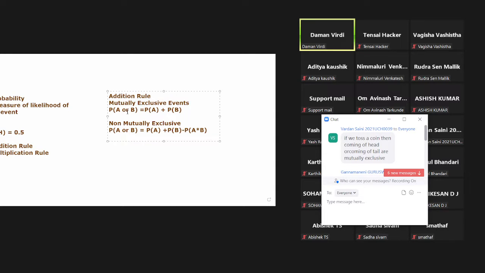Okay, so now let us see. This should be "and". I don't know the intersection symbol. And, okay. P of A and B. Okay, now let us take right examples of it.